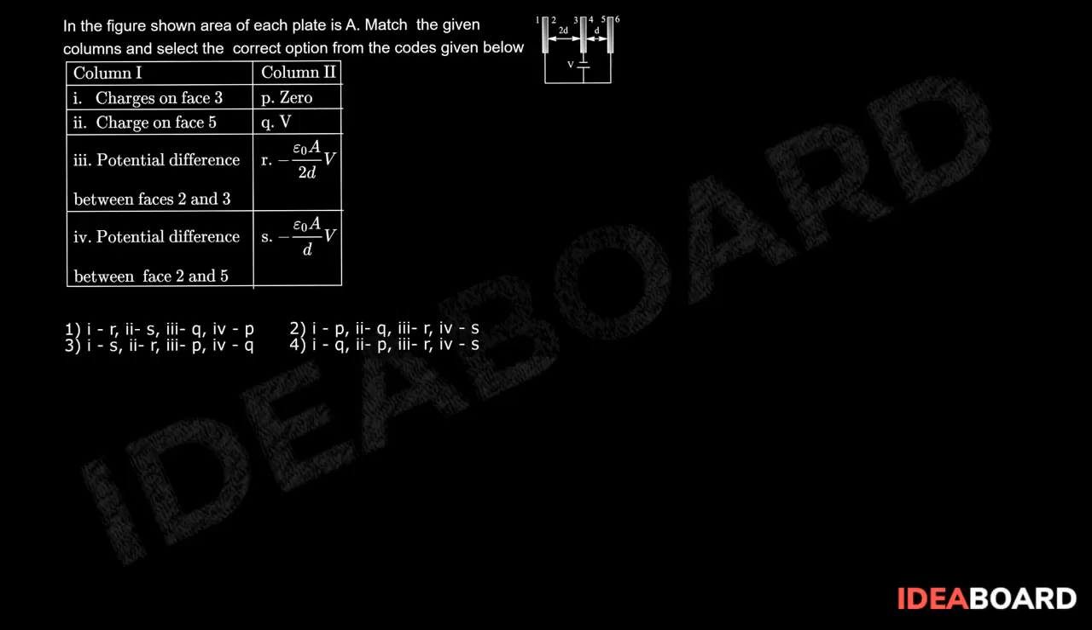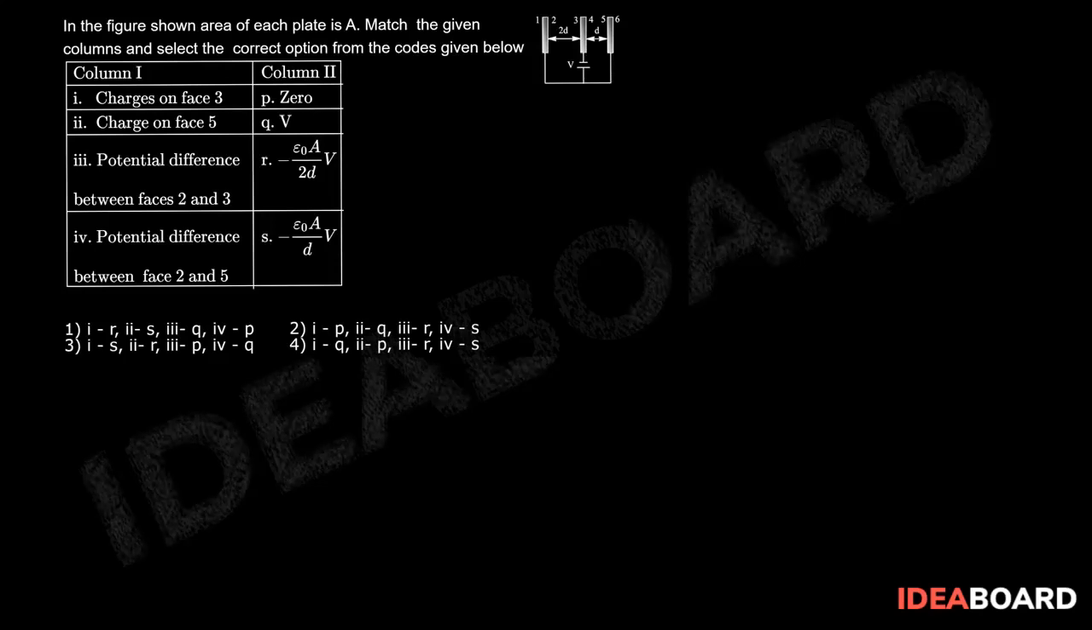In the figure shown, area of each plate is A. Match the given columns and select the correct option from the codes given below. Column 1 and column 2. Charges on phase 3. Charges on phase 5. Potential difference between 2 and 3. Potential difference between 2 and 5. Options: 0, V, minus epsilon naught A by 2D into V, minus epsilon naught A by D into V.